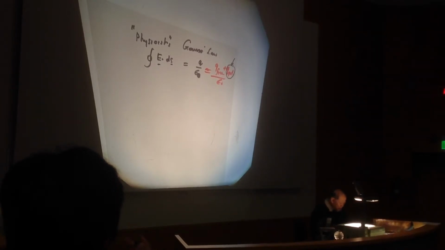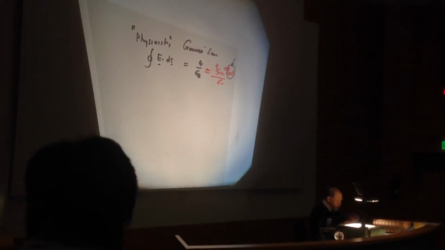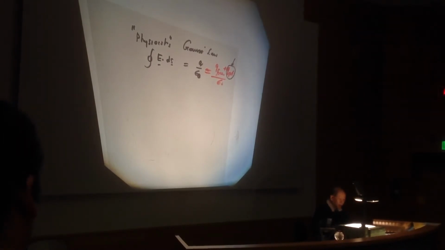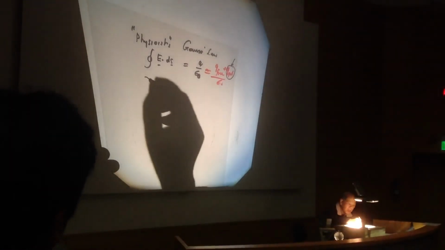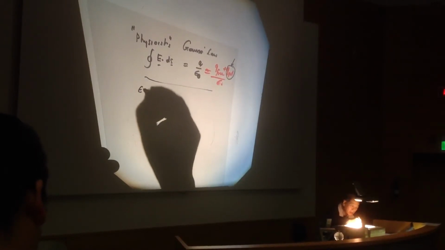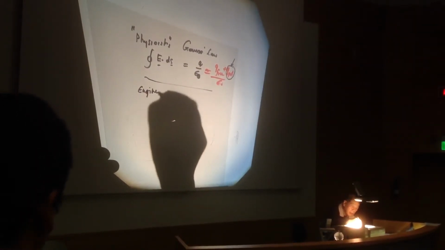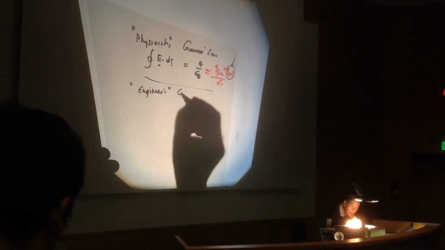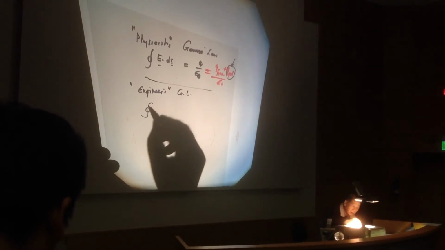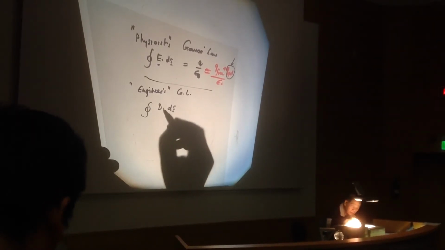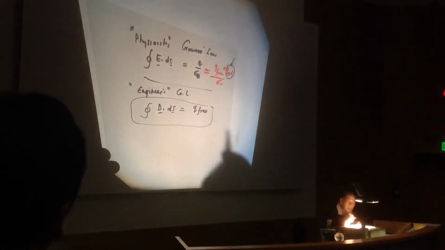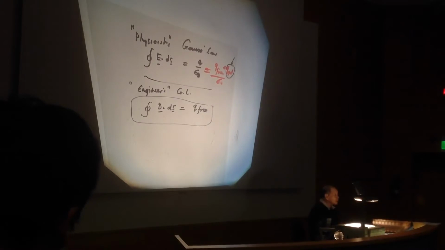So the Gauss's law, I'm telling you, we do not work with polarization charges. The engineer's Gauss's law: the integral of D dot dS is equal to Q free. That's it. That's how we did it.